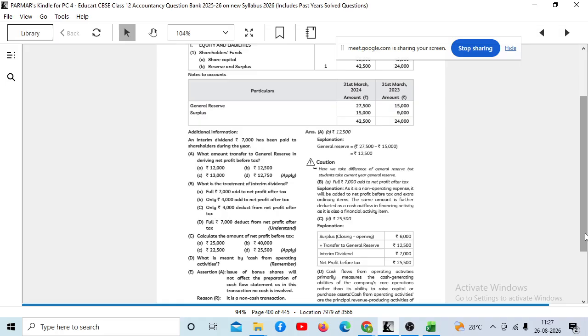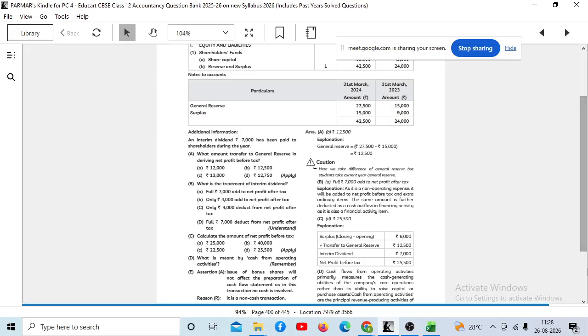How much is it? 25,500. The final answer which we had got, right? Okay. 25,500. Now here in D they are asking a conceptual question.